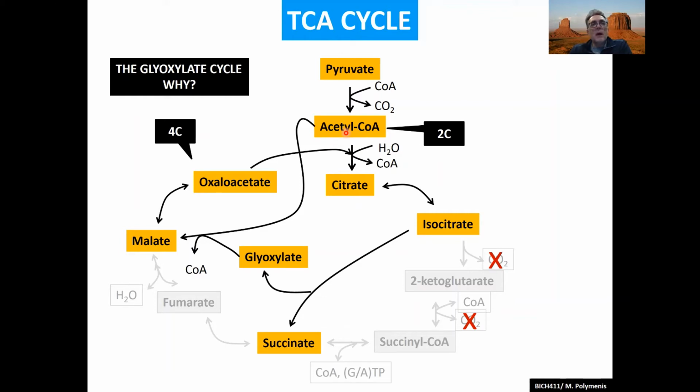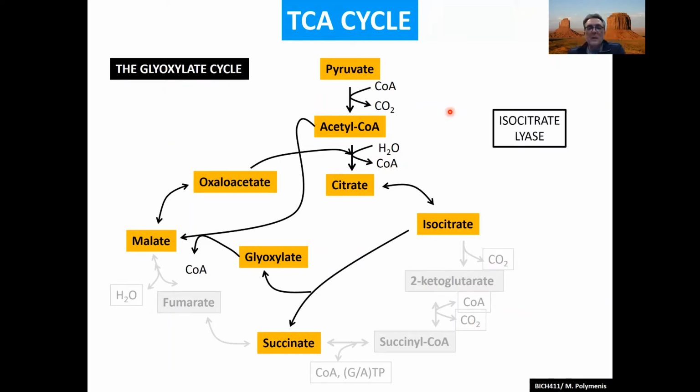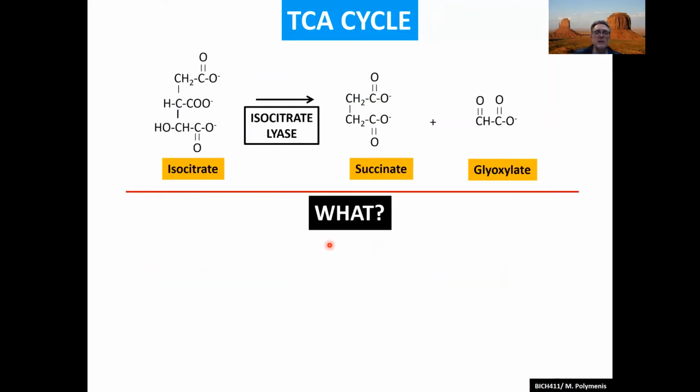So it's really a biosynthetic capacity that these organisms have that we don't, that they can actually generate higher order carbon units from 2-carbon units here. And so this is special. The key enzyme is isocitrate lyase, the enzyme that splits isocitrate to succinate and glyoxylate. It's a very simple reaction.